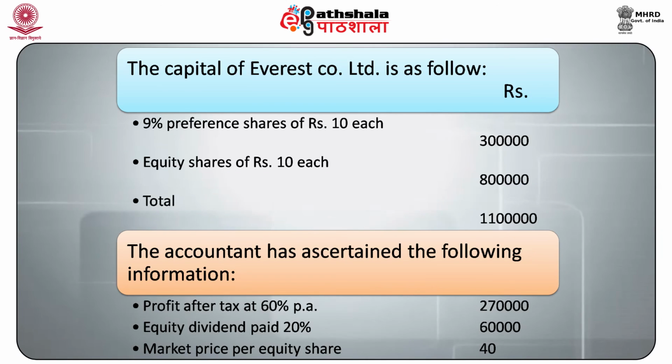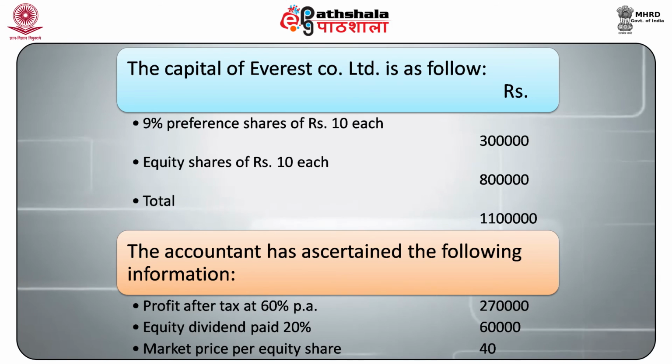55.5. Example 15. The capital of Everest Company Limited is as follows. 9% preference share of rupees 10 each, at 3 lakh rupees. Equity share of rupees 10 each, at 8 lakh rupees. The total is 11 lakhs.